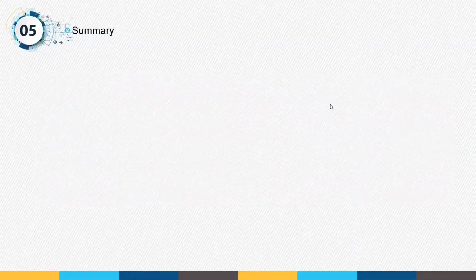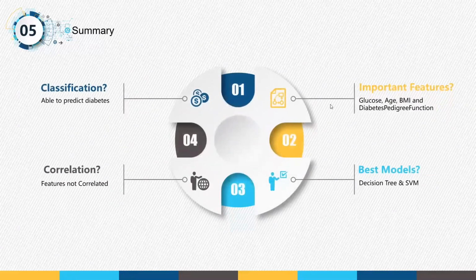And here is the conclusion of my project. So first, it is possible to build classification models to predict the onset of diabetes based on the diagnostic measurements of patients. And the most important features are glucose, age, BMI, and possibly diabetes pedigree function. And from the heat map, we can see that the predictor variables are not correlated. And out of the 7 models I used, we can see that the decision tree and support vector machines are performing best.